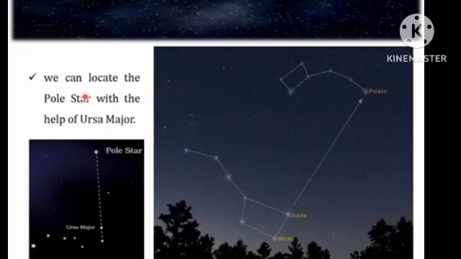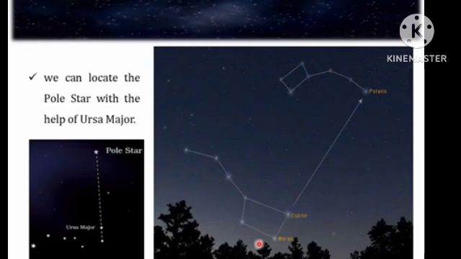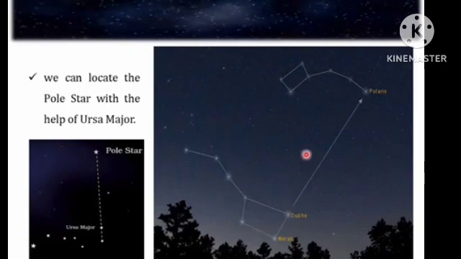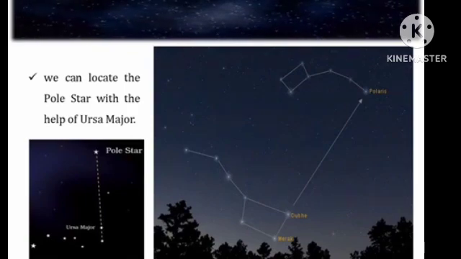Now we can locate the pole star with the help of Ursa Major. Let's see how. First we have to observe the northern part of the sky and identify the Ursa Major. Now look at the 2 stars at the end of the Ursa Major and imagine a straight line passing through the stars as shown in the figure. Now extend this imaginary line towards the north direction and this line will lead to a star which is not too bright, and that star is the pole star. Hence we are able to locate the pole star with the help of Ursa Major.